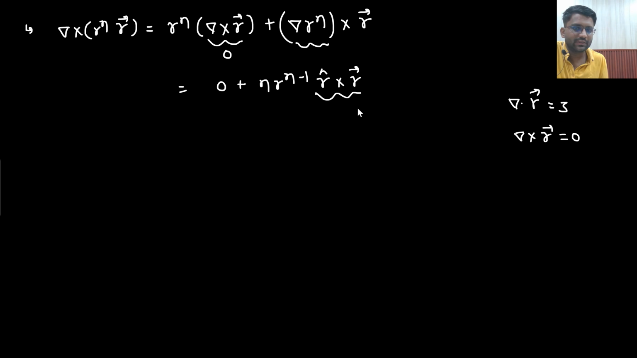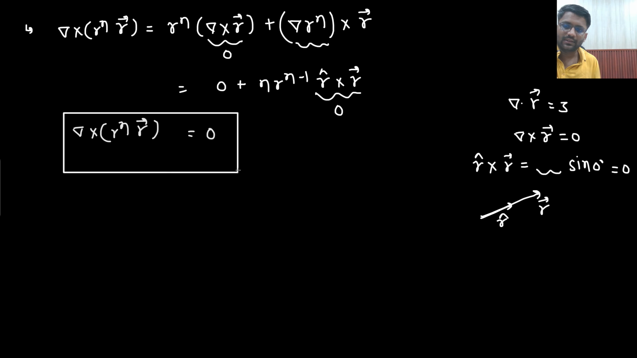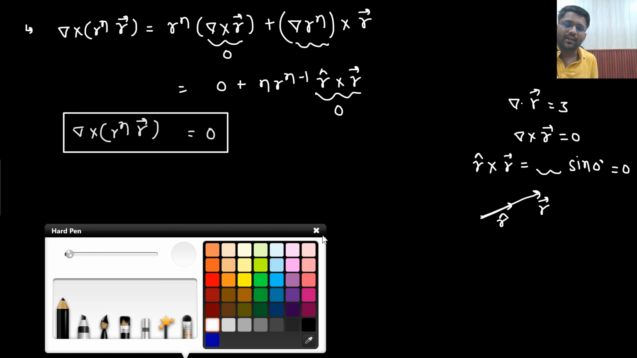Let me know what will be the result of this. What is the result of gradient of r to the power n? That will be n r to the power n minus 1 r cap. r cap cross product with r. Both will be in the same direction, no? This is your r cap and this is your r. Whatever the magnitude, the angle between them is 0 degree. So what is sine 0? That is 0 only. So 0 multiplied with anything will be 0. What is the answer? 0. So what is the answer of the second one, del cross r^n r vector? The answer is nothing but 0. Next question.